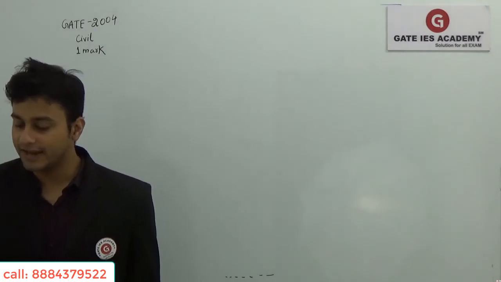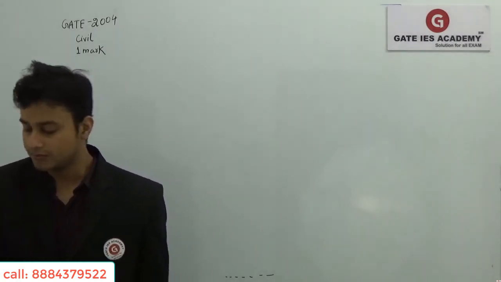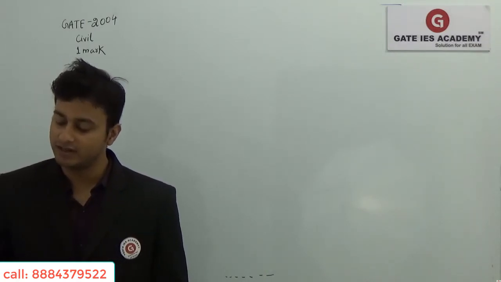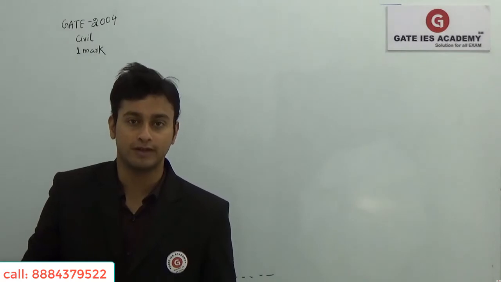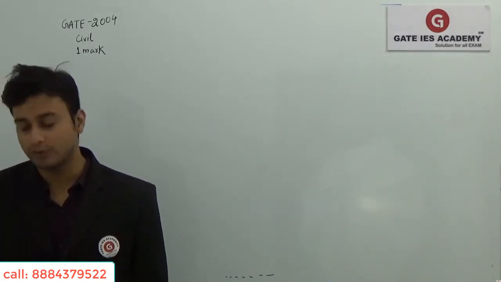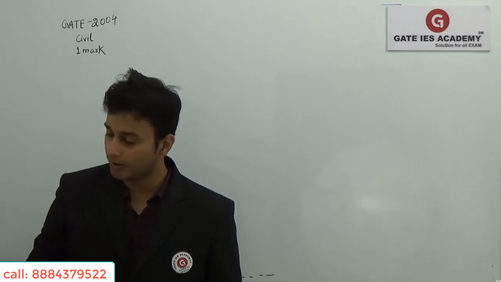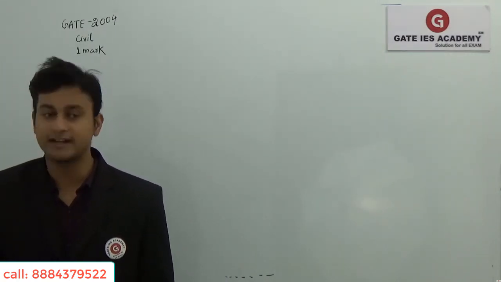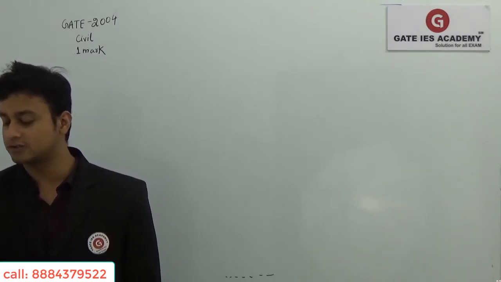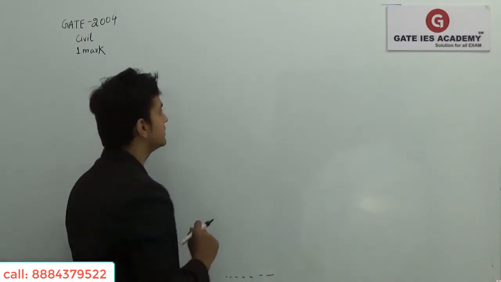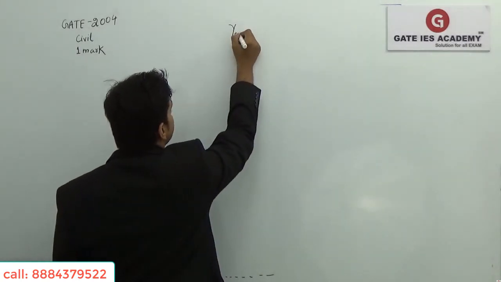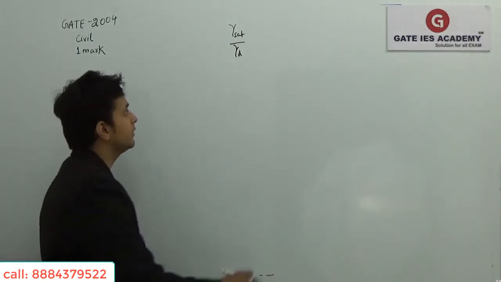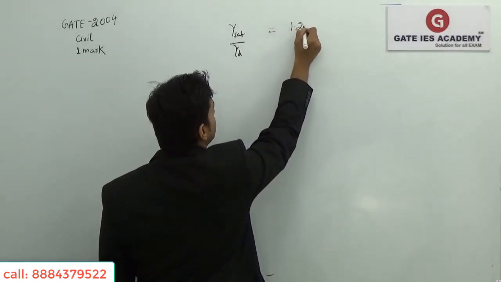Okay students, the next question is from GATE 2004. The question says the ratio of saturated unit weight to dry unit weight of a soil is 1.25. The specific gravity of soil solids Gs is 2.65. The void ratio of the soil is? So what they have given us is nothing but gamma saturated by gamma D, that is saturated unit weight to dry unit weight, given as 1.25.